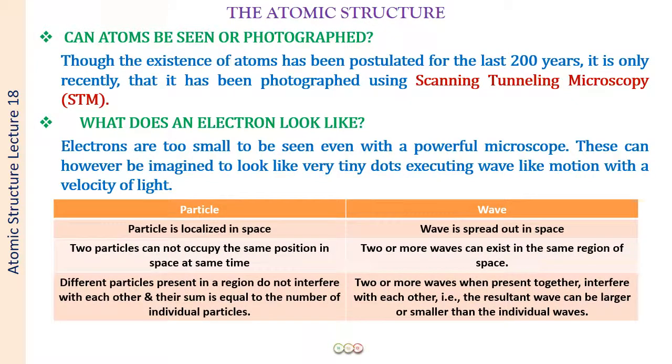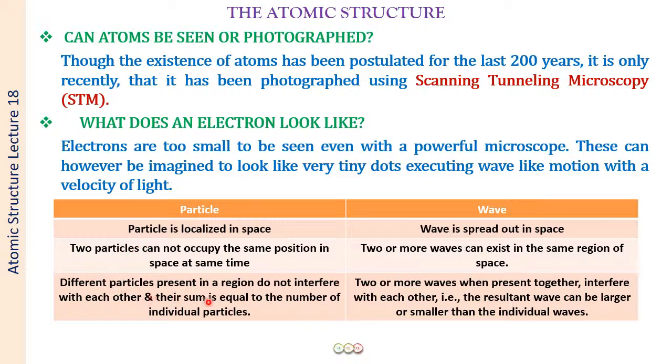Okay, now there is something we've been talking all about: particle wave, electromagnetic waves, matter waves. So let us understand them and differentiate between what is a particle and a wave. First of all, a particle is localized in space, whereas a wave is spread out in space. Then two particles cannot occupy the same position in space at the same time, while two or more waves can exist in the same region of space.